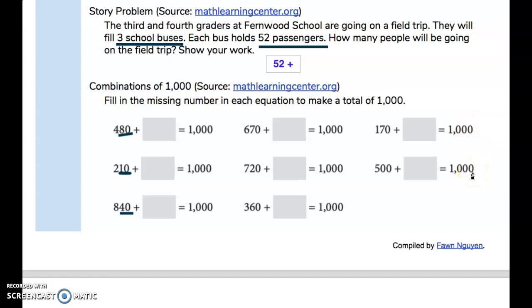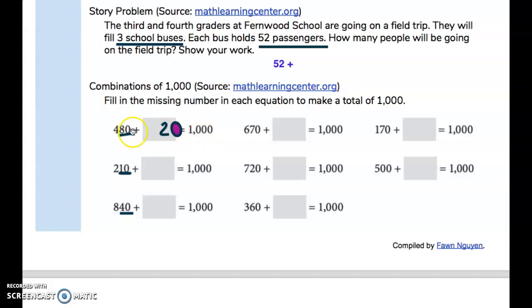So when I think about thousands, I think about hundreds because how many hundreds are in 1,000? There's 10 of them. So I'm going to actually look at my tens place here, and if you see in the number 480, there are 80 tens. How many more tens do I need to get to 100? Let's just count by tens. 80, 90, 100. I need 20 more ones, or I need 2 more tens. 80 plus 20 is 100.